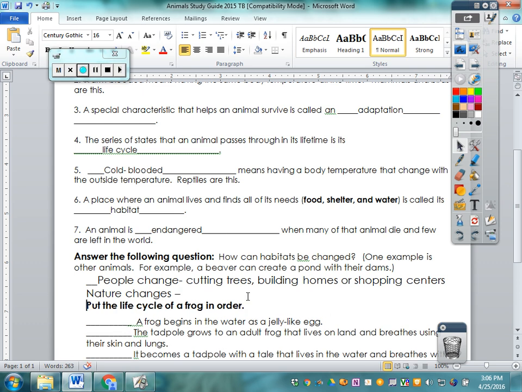Okay, so nature changes habitats. Things like fires, floods, droughts, things like that can destroy homes.